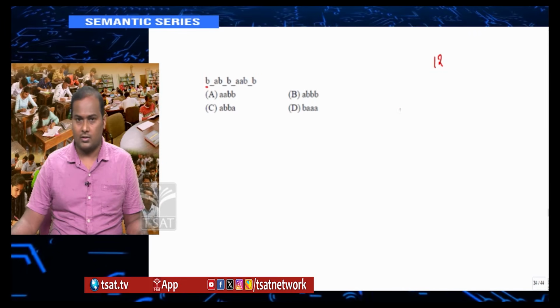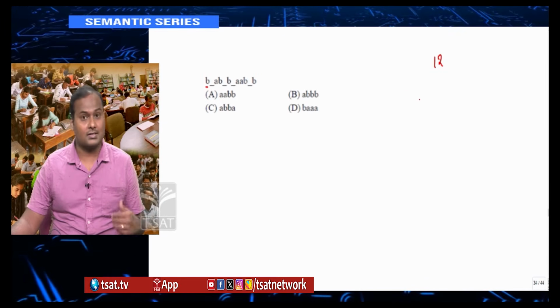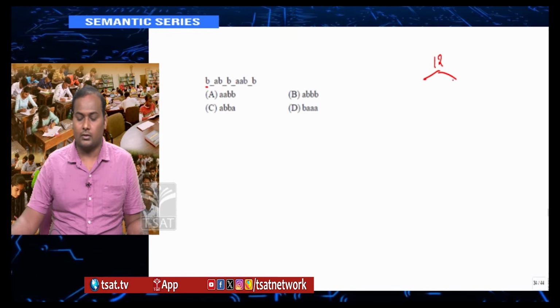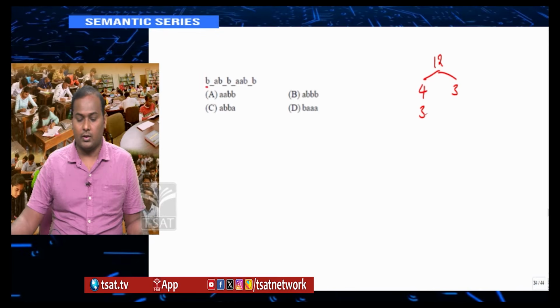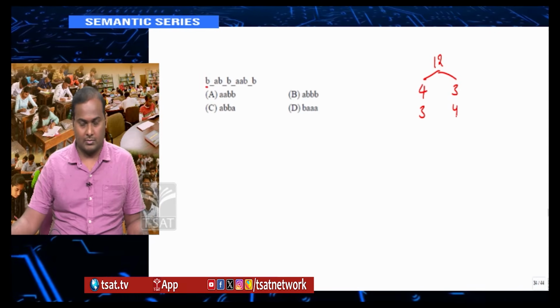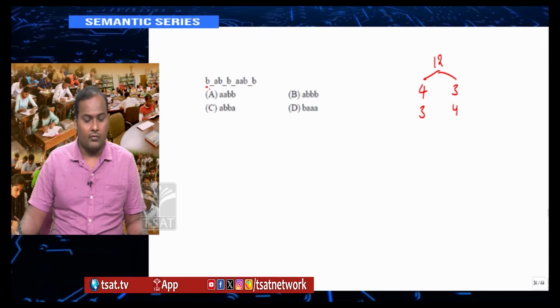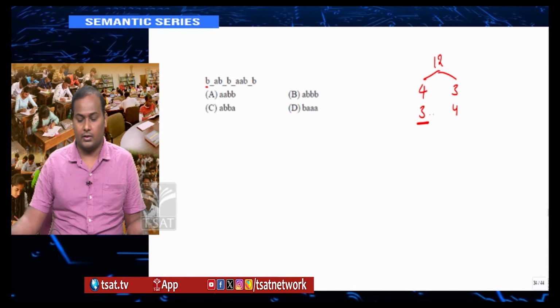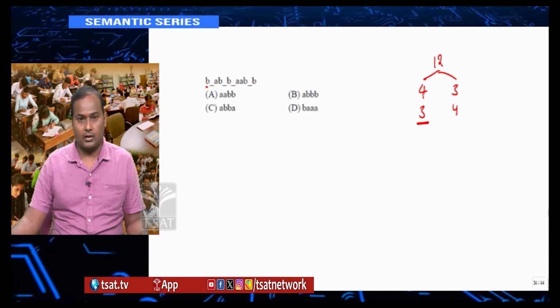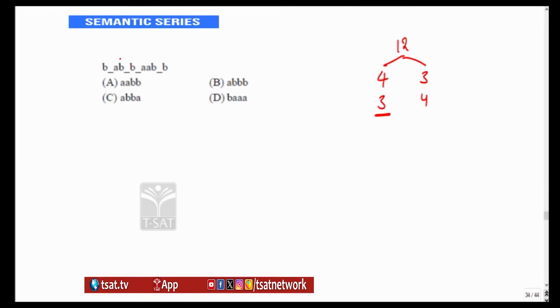So in these 12 letters, how can we write the series? We can write either 4 parts repeating 3 times or 3 parts repeating 4 times. It means we will divide this series either into 3 letters in 4 parts or 4 letters in 3 parts. In this question, B gap A is one part, B gap B is one part, and gap A is one part, and B gap B is one more part.